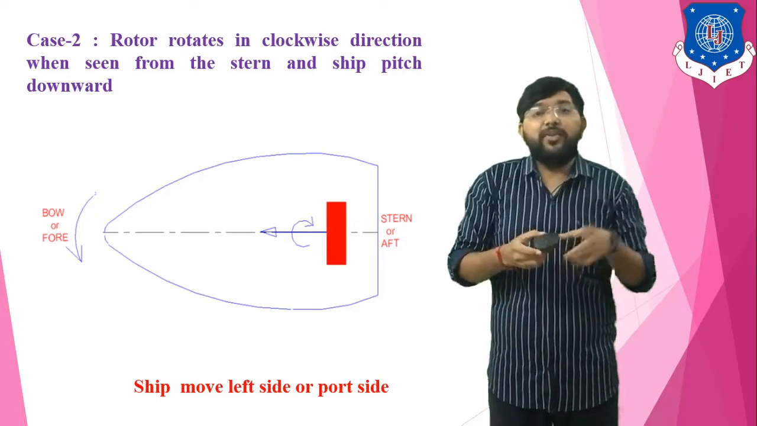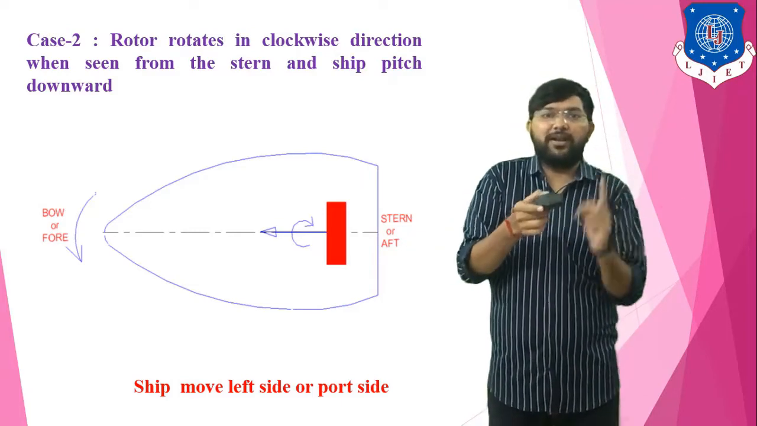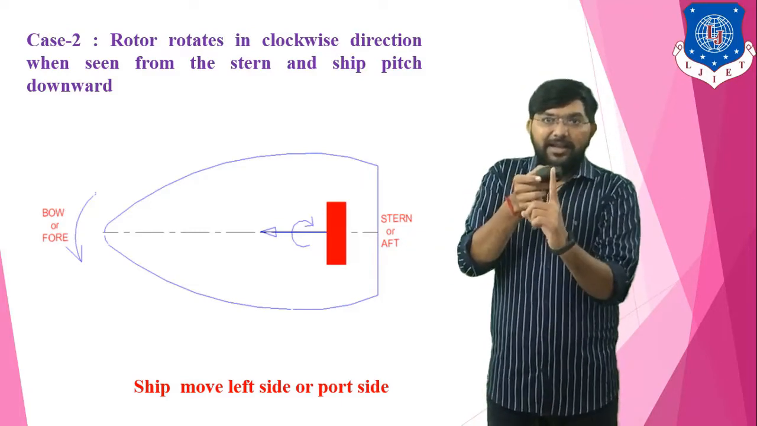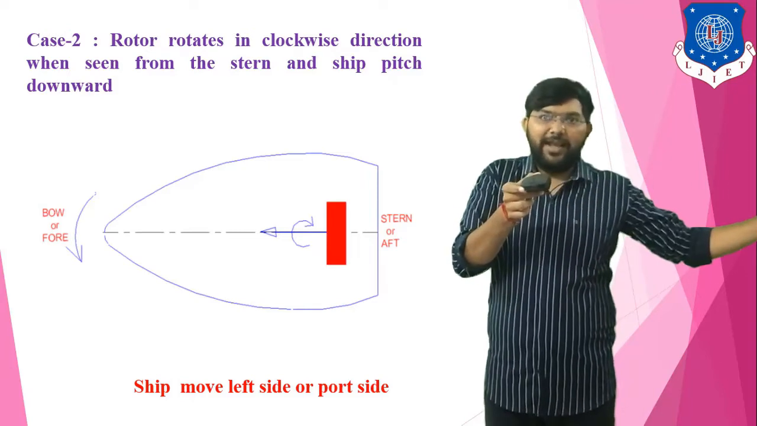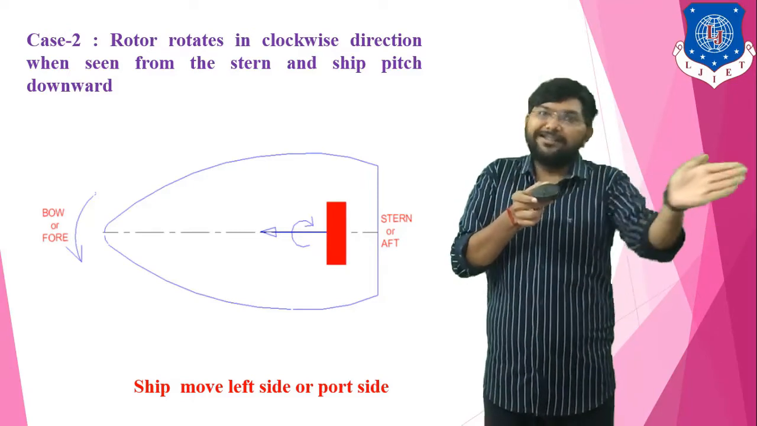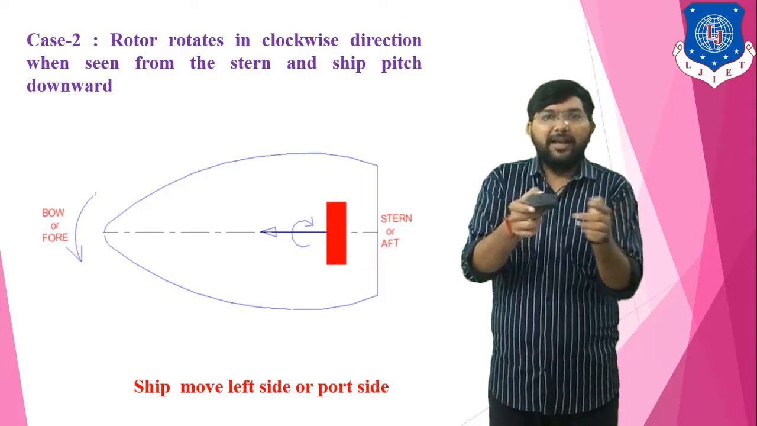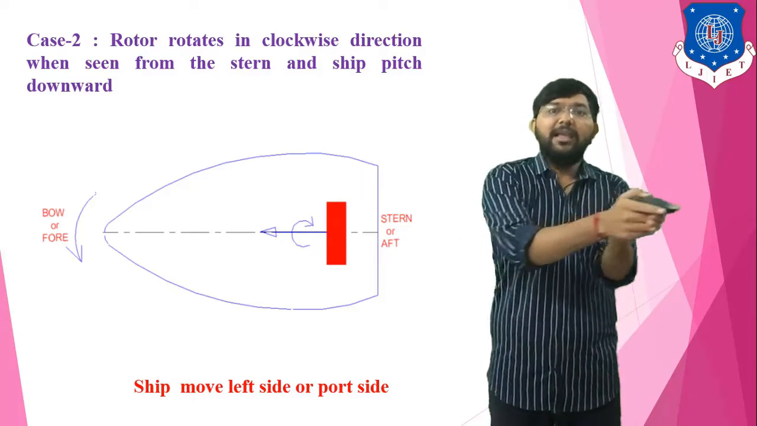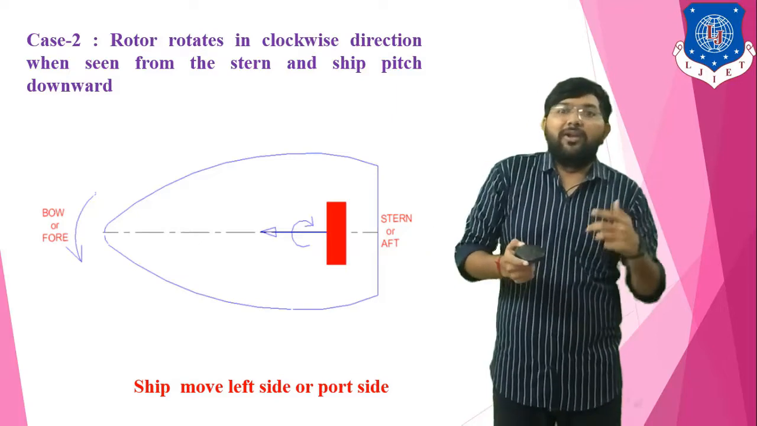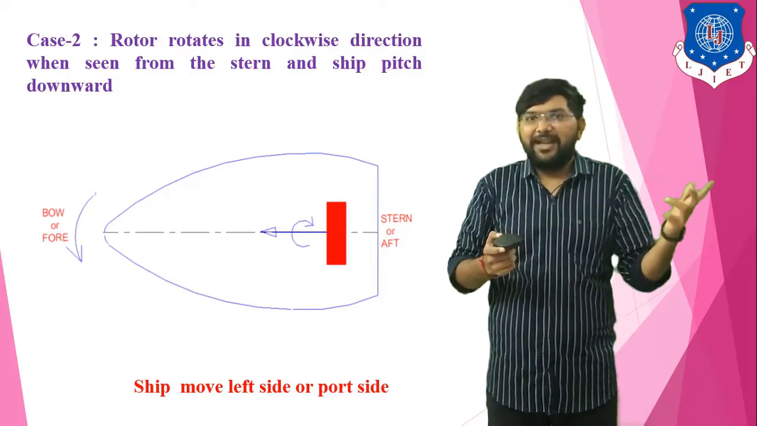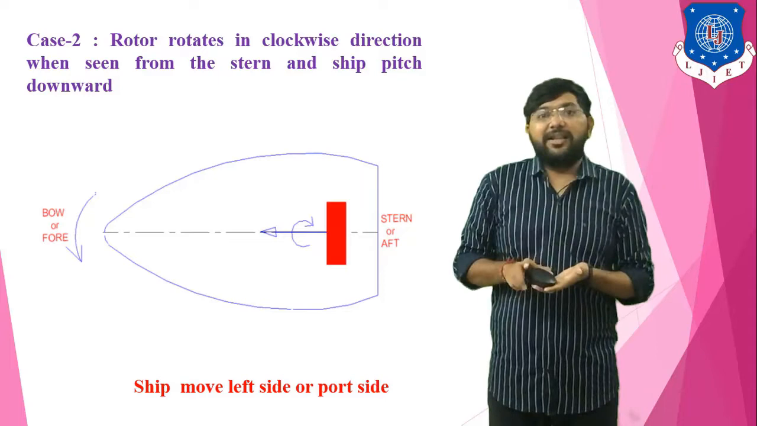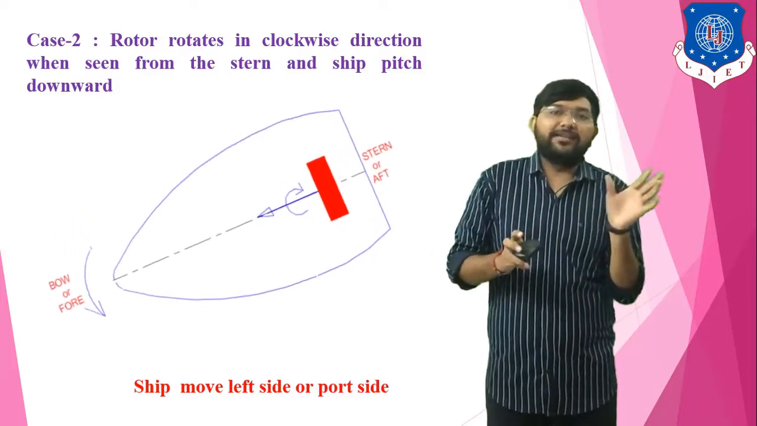So in this case we have 2 vectors. First vector is in straight direction. Second vector is in the left hand direction. So the resultant vector is like this. So the body tries to move in the direction of the resultant force. Clear? So the ship tries to move to the left hand side, and you all know the left hand side is also known as the port side. Clear? So in this case the ship tries to move to the left hand side or port side.